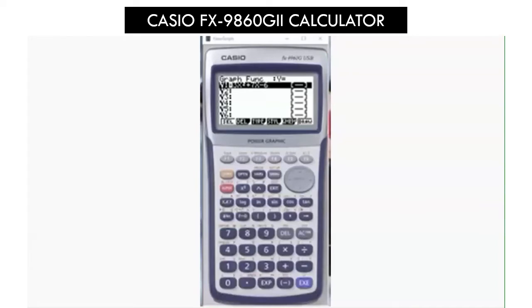Hi everyone, this is how to set up your table set in your Casio graphing calculator. I have to make this up because I couldn't find one on YouTube.